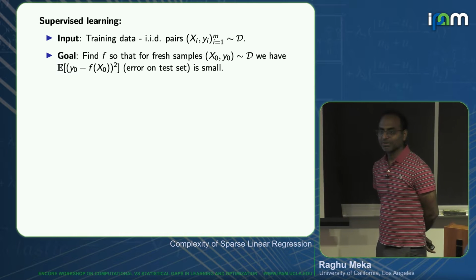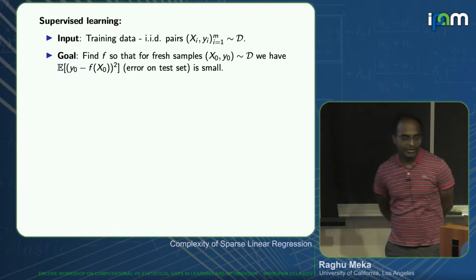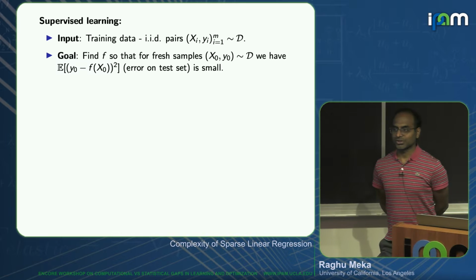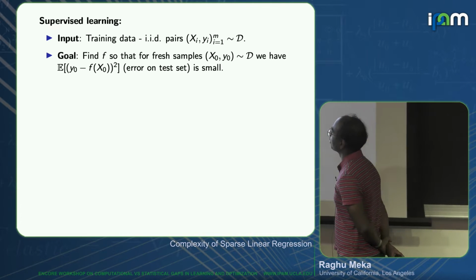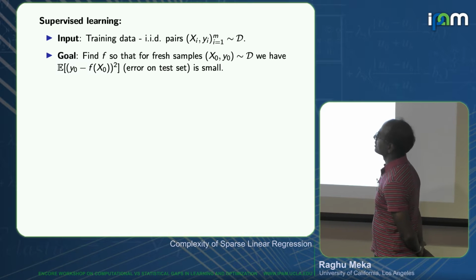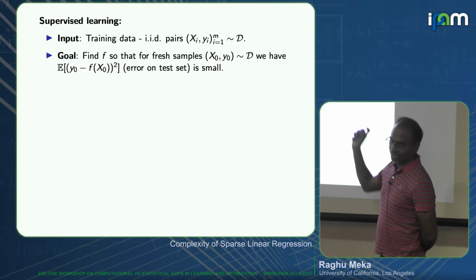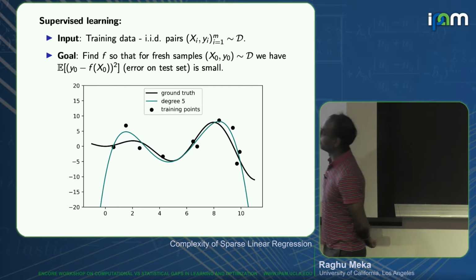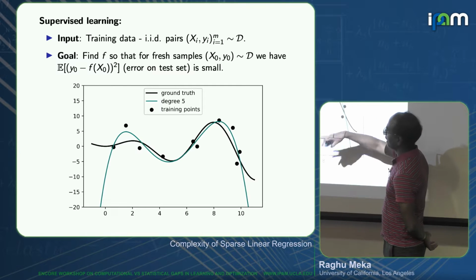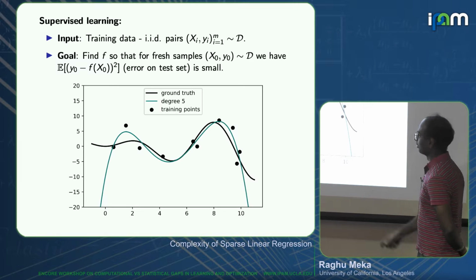Okay, we are not trying to do parameter recovery. We're not trying to do proper learning. All we care about is prediction error. Find me some function f, which on a new sample like x0 and y0, has small error in prediction measured in squared loss here. So it's basically like you have some ground truth, have some training points, and then I fit a degree phi curve, I get some error from that.